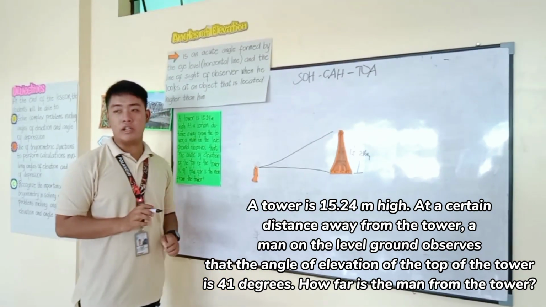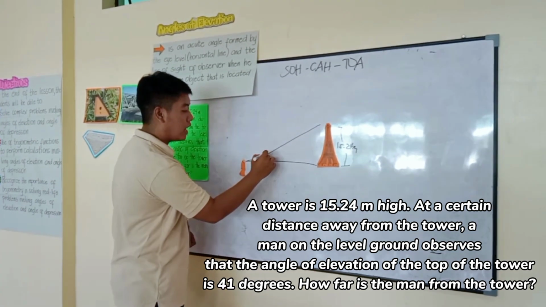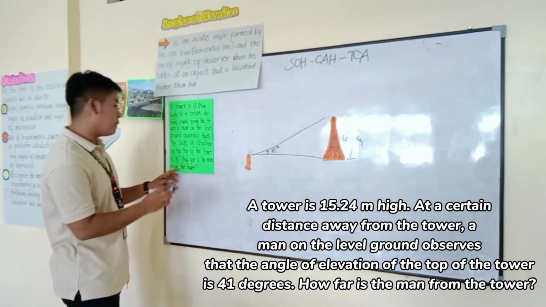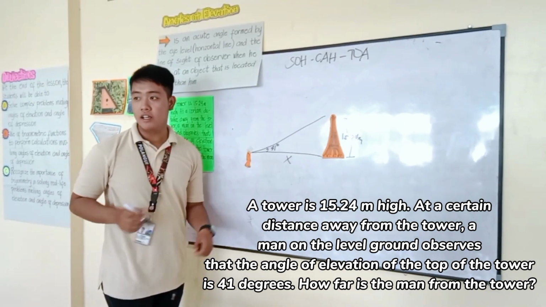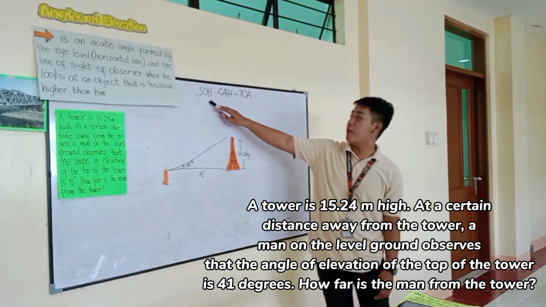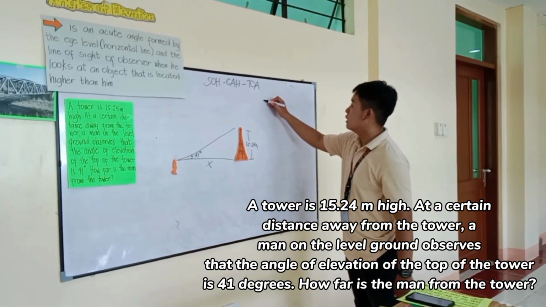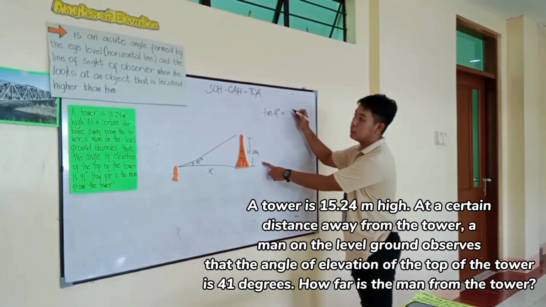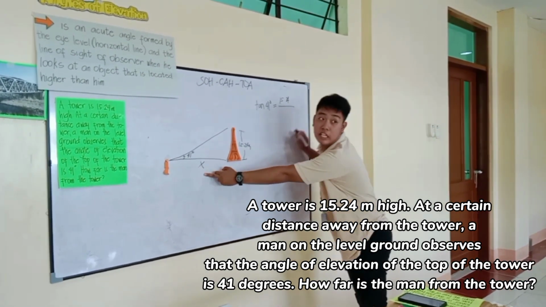The angle of elevation is the angle between the line of sight and eye level. So here the angle of elevation is 41 degrees. What we are looking for is how far the man is from the tower. This is what we are looking for, right? What do you think should we use here? Soh, Cah, or Toa? Toa. Very good. Toa. That means tangent 41 degrees is equal to the opposite, 15.24, all over the adjacent, which is what we are looking for, right?